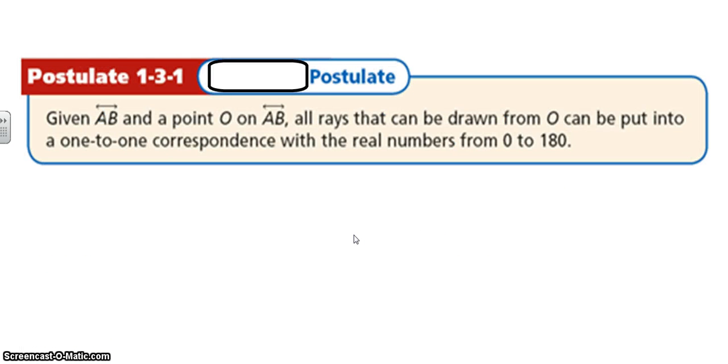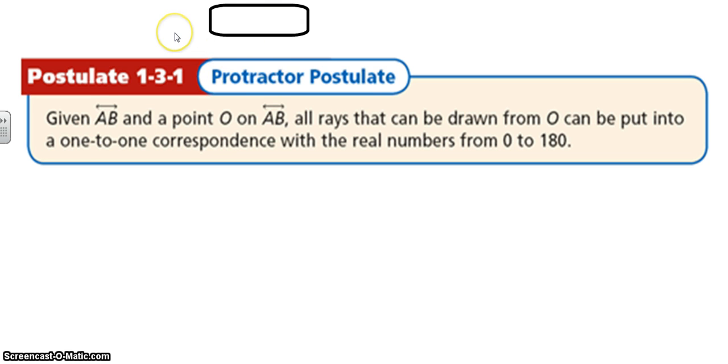So we begin with a postulate, 1-3-1. So from chapter 1, section 3, the first postulate: given line AB and a point O on line AB, all rays that can be drawn from O can be put into a one-to-one correspondence with real numbers from 0 to 180. So we call this the protractor postulate.